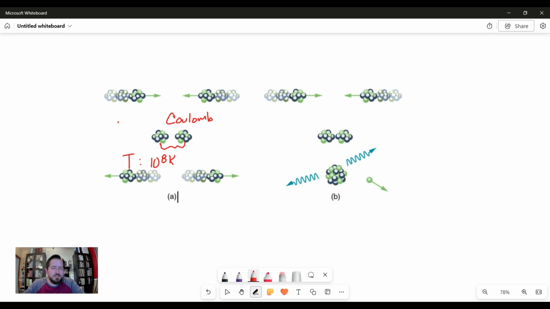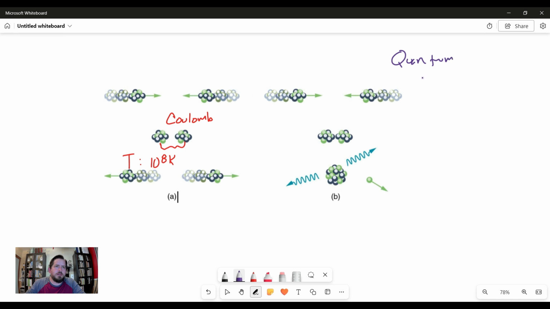So there's something else needed to explain this. It's not just temperature. You can't just get it hot enough, because we can't get it hot enough for these two to actually be close enough. The explanation is something called quantum tunneling.